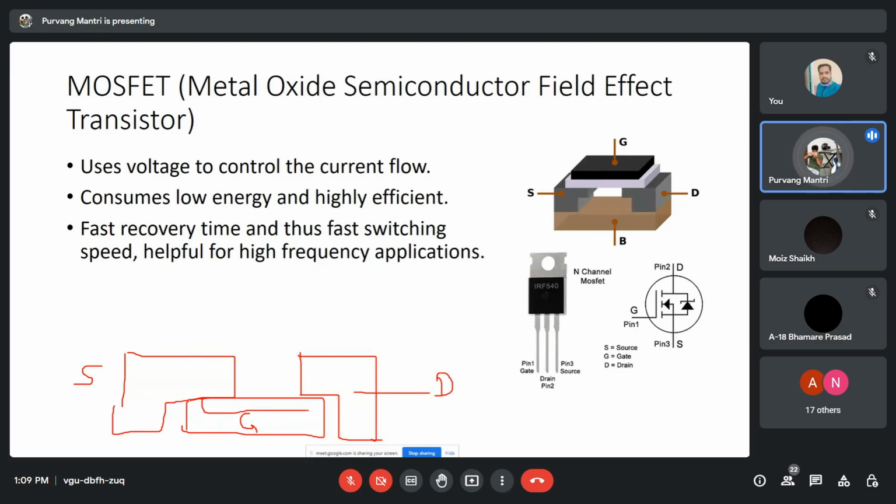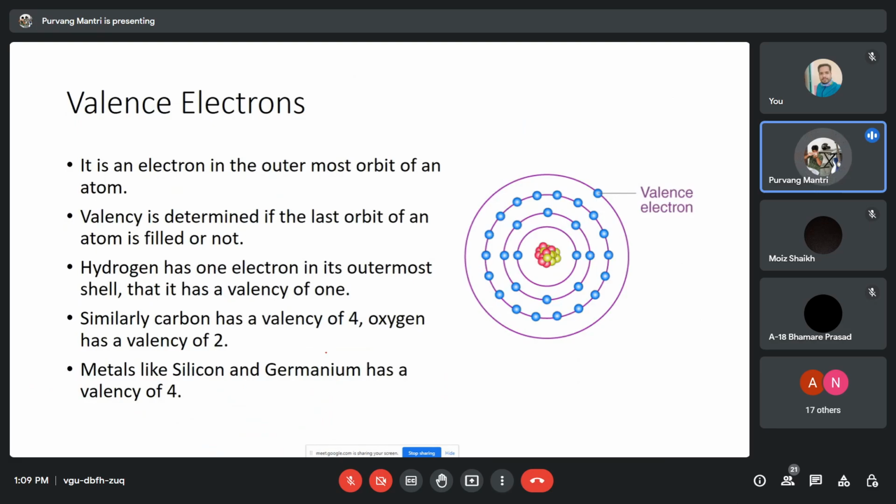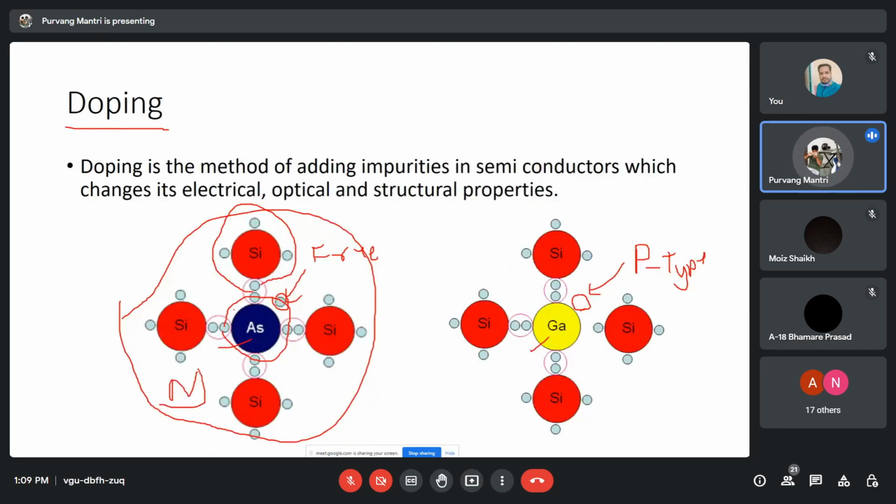there is another semiconductor. If it is NPN, this will be the n-type semiconductor on both ends, and there will be a p-type semiconductor on this end. Or else if it is a PNP, it would be the other way around. This is an n-type semiconductor, and this is a p-type semiconductor.